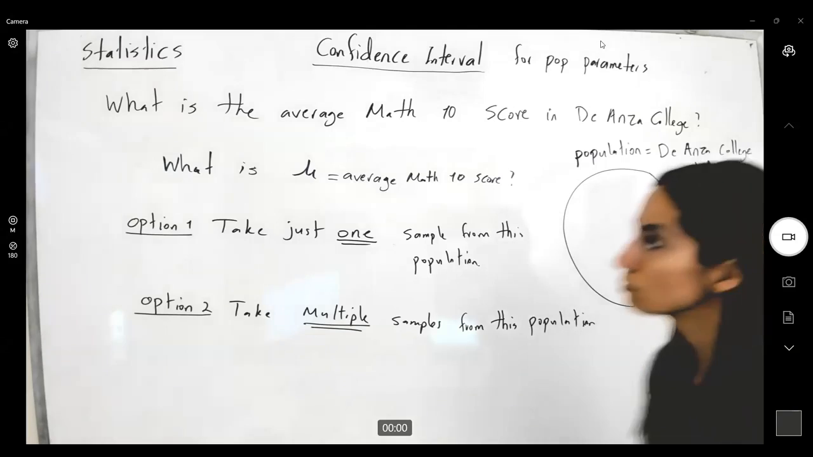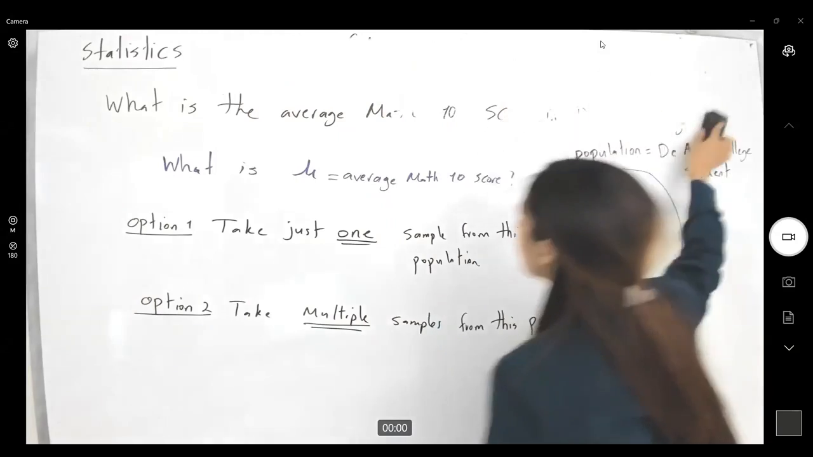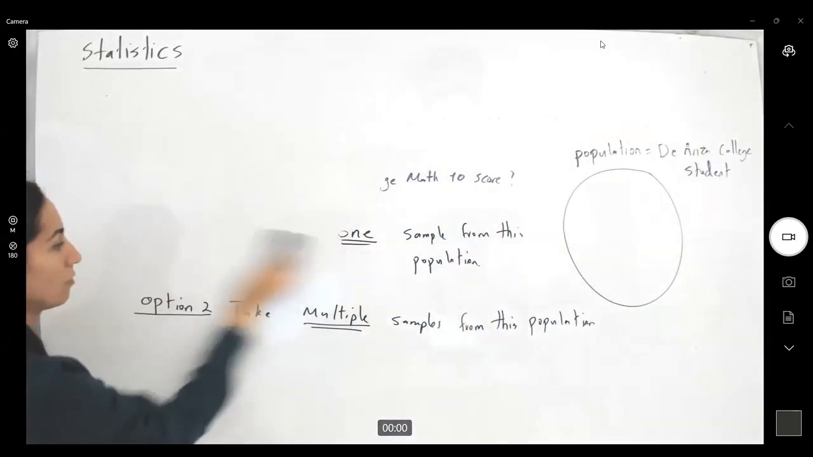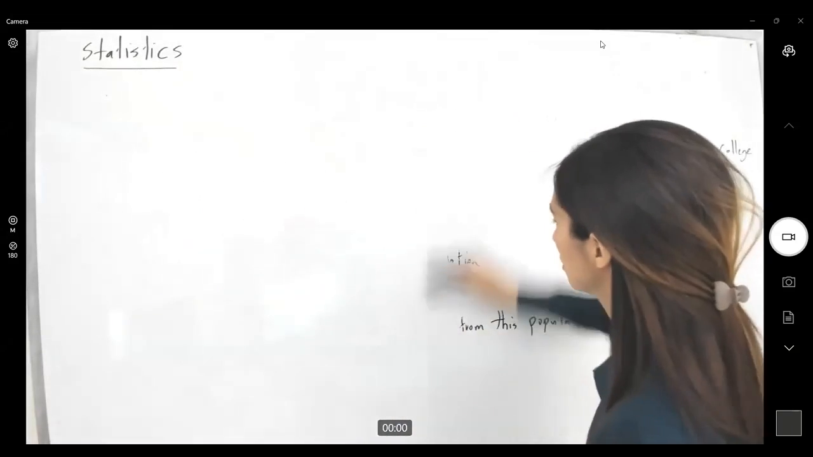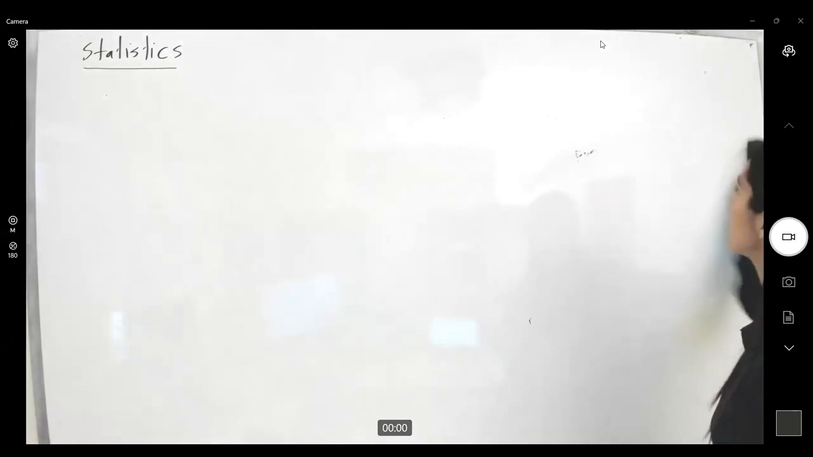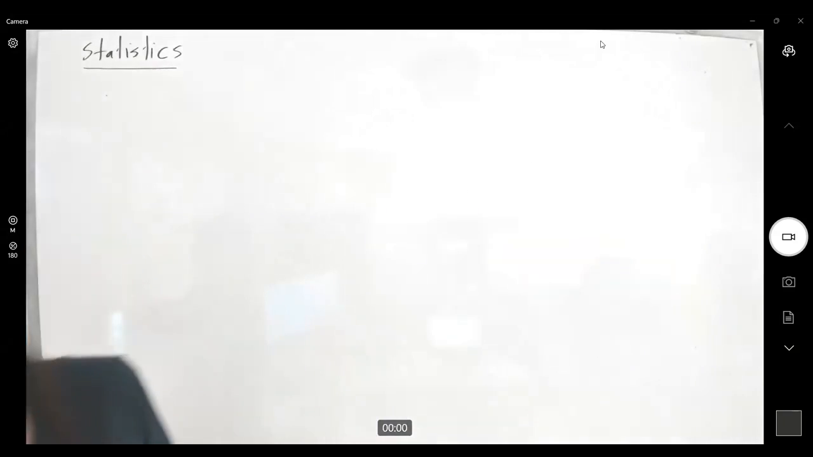Very well. So we're going to talk about confidence intervals for population mean. And then we're going to talk about population proportion and calculating the confidence interval for that.